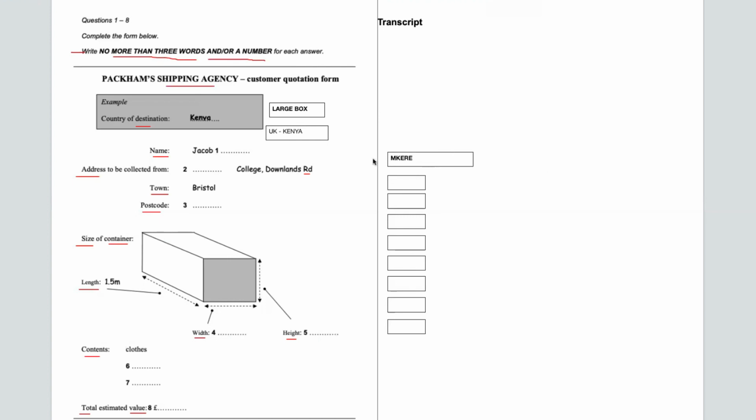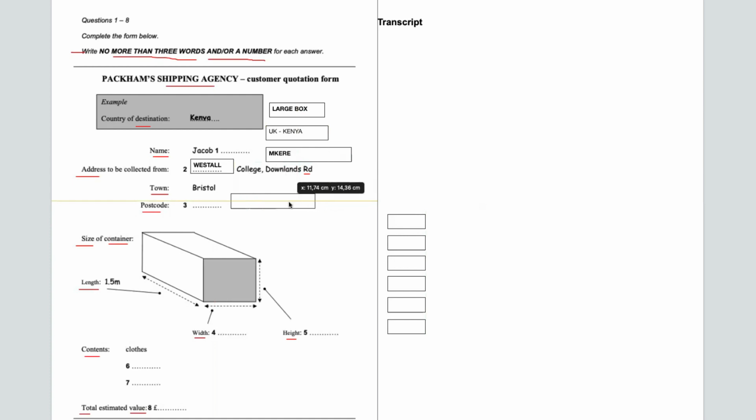Is that M for mother? Yes, thank you. And you say that you will be sending the box to Kenya. That's right. And where would you like the box picked up from? From college, if possible. Yes, of course. I'll take down the address now. It's Westall College. Is that Westall? Yes, college. Westall College. And where's that? It's Downlands Road in Bristol. Oh, yes, I know it. And the postcode? It's BS8 9PU.